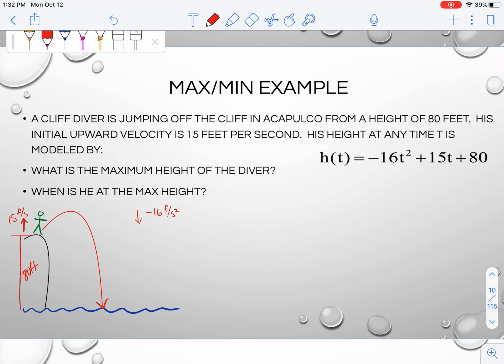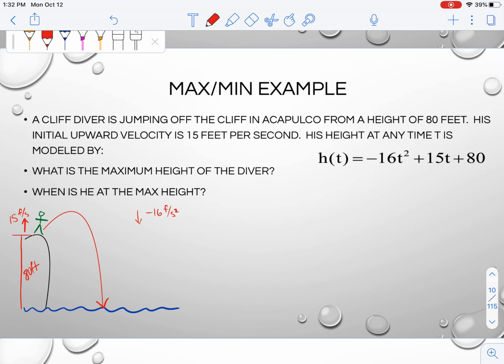Okay, so I want to find what his maximum height is. If I'm finding the maximum height, I'm finding the actual y coordinate of the vertex. And the second part says, when is he at the max? So really, the second part I have to answer before I can even get to the first part. So let's use the variables of the equation, the t value, my input or domain value for the max.